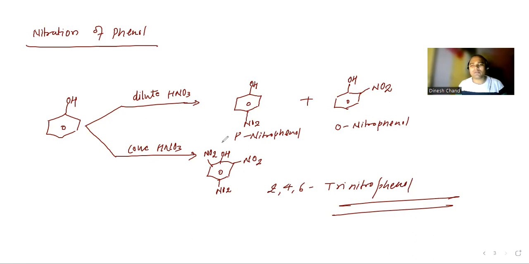But if you are taking dilute, it will give the monosubstituted ortho and para nitrophenol, that will be in the form of a mixture. Next one, student, that is bromination. Bromination is also of two types, student.